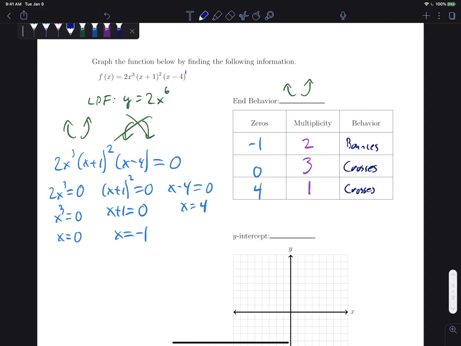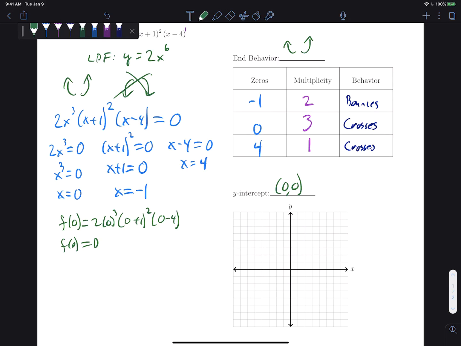Excellent. Now for the y-intercept. Just set every x equal to 0 and solve. So you get 2 times 0 cubed times 0 plus 1 squared times 0 minus 4, and then simplify. You'll get 0 out of that. So your y-intercept will be the coordinate (0, 0), and if your math lab asks, it's just 0.